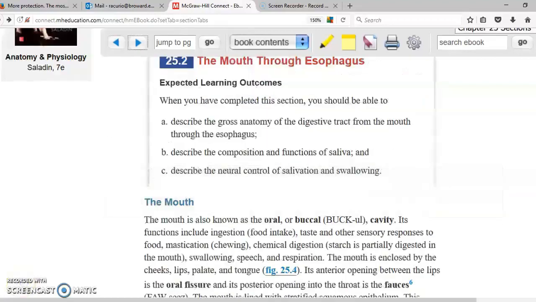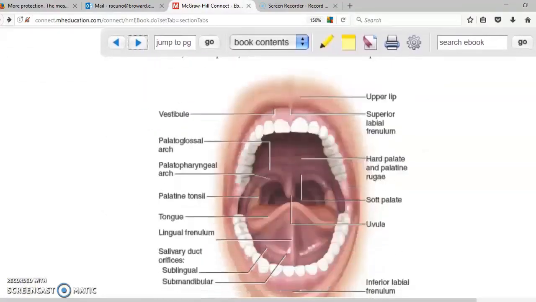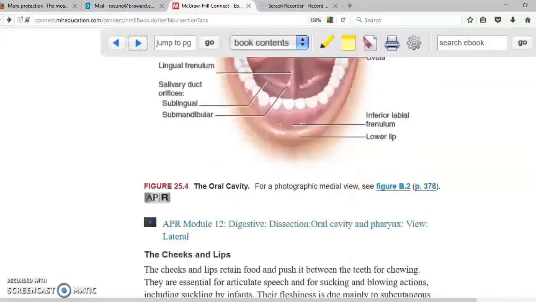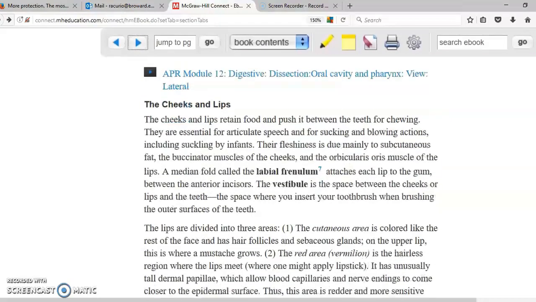The next topic is the mouth through esophagus. So in the mouth, you have different structures in there, such as your uvula, your tongue, your palate. So we scroll down, the cheek and the lips. Basically, the main job is to move the food close to the teeth so we can actually chew them.